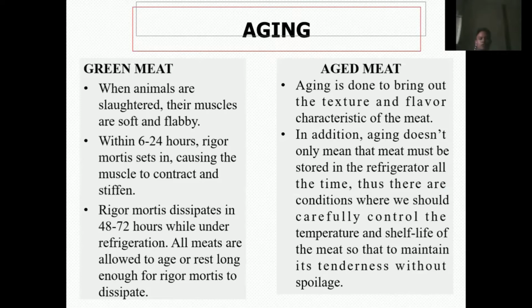The next is the aged meat. Aging is done to bring out the texture and flavor characteristics of the meat. In addition, aging doesn't only mean that meat must be stored in the refrigerator all the time. There are conditions where we should carefully control the temperature and shelf life of the meat to maintain its tenderness without spoilage.